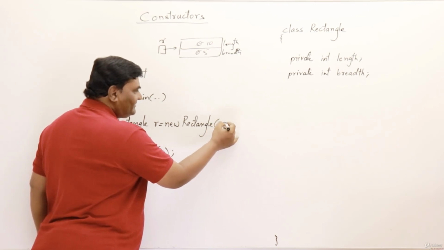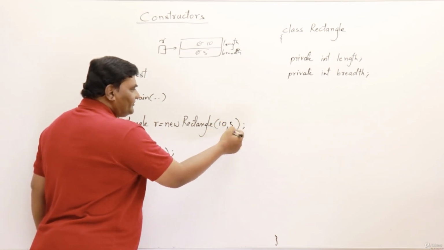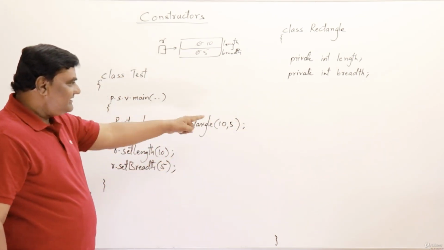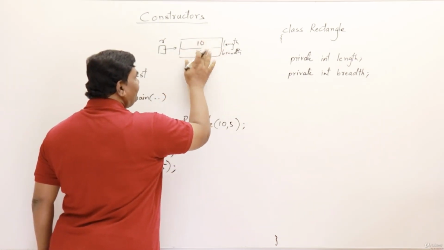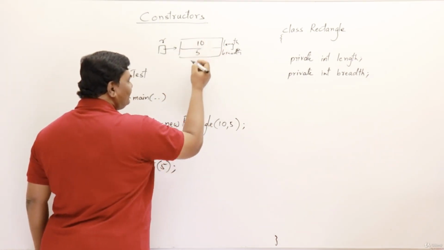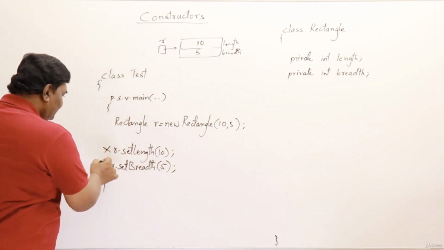So I will mention 10 and 5 here. So it should set this as length and breadth. So this should not be 0 initially. This should be 10 and 5. This is what I want. This is the requirement. I don't have to set it afterwards.